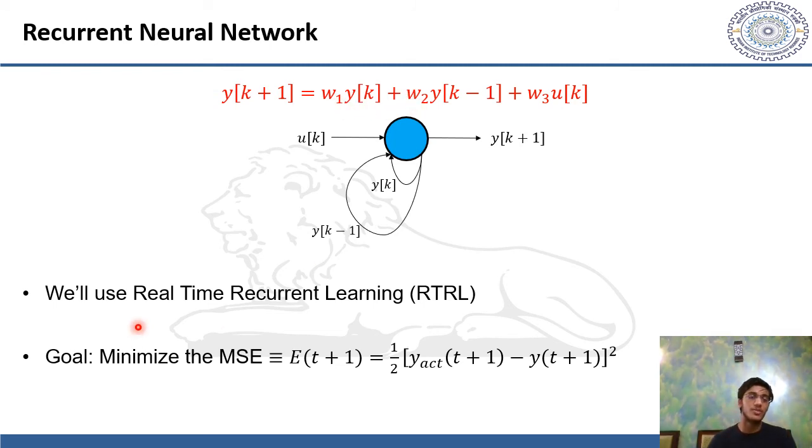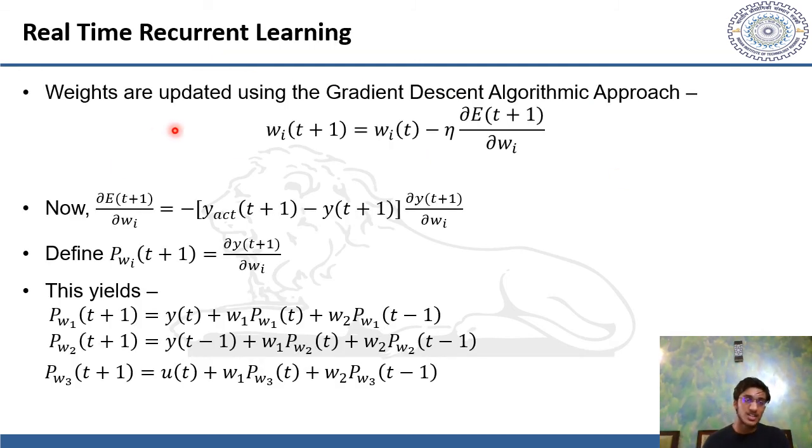In order to do so, we'd be using real-time recurrent learning, which is an online learning approach, in which case the gradient information is propagated forward at any given instant of time t, and this is much more efficient as compared to the conventional backpropagation approach, which is used in, say for example, simple fully connected neural nets. Weights are updated in this real-time recurrent learning algorithm or RTRL algorithm using the gradient descent algorithmic approach.